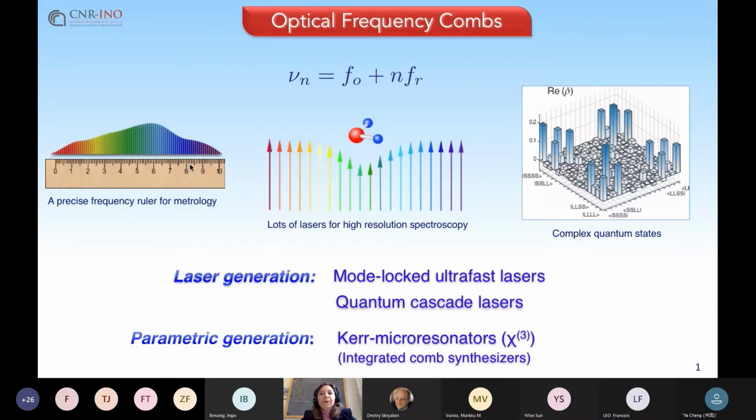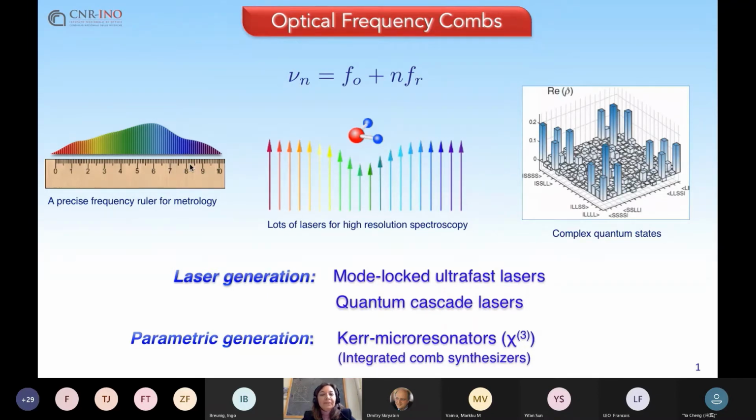Optical frequency combs continue to attract a lot of interest because they are the key ingredients in many important applications. They constitute a precise frequency ruler for frequency metrology, or they can provide simultaneously lots of lasers for high-resolution spectroscopy, and they can open new avenues for the generation and control of complex quantum states. Traditionally, optical frequency combs have been generated inside ultrafast mode-locked lasers, but recently also quantum cascade lasers have been engineered in order to emit broad and powerful frequency combs.